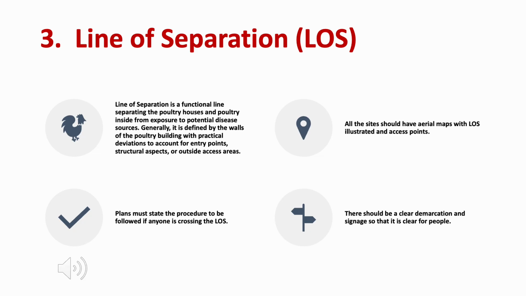3. Line of separation, or LOS. The line of separation is a functional line separating the poultry houses and poultry inside from exposure to potential disease sources. Generally, it is defined by the walls of the poultry building with practical deviations to account for entry points, structural aspects, or outside access areas. All sites should have aerial maps with the LOS illustrated and access points. Plans must state the procedure to be followed if anyone is crossing the LOS. There should be a clear demarcation and signage so that it is clear for people.